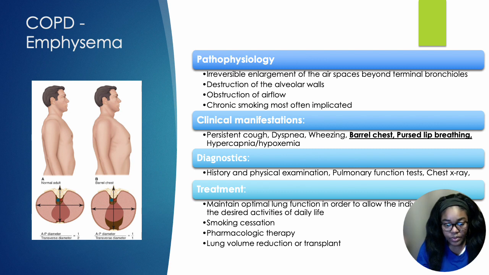Now, the treatment is to maintain optimal lung function. You want to encourage smoking cessation because this is what causes emphysema. You want to do pharmacological therapy, and the individual may receive a lung volume reduction or a transplant because, again, those lungs have expanded to a point where you have this expansion of the chest. So you may see individuals get a lung transplant as a result of that.